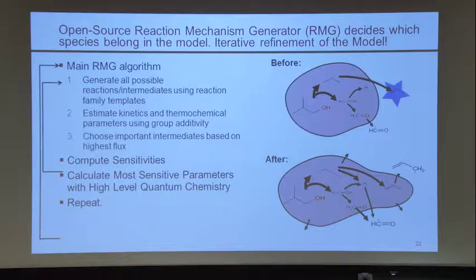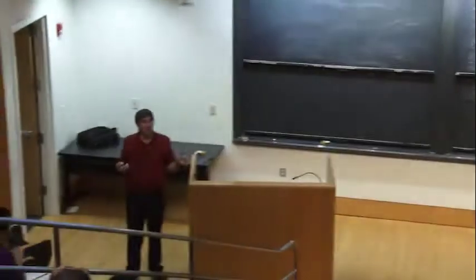Then it chooses the important intermediates, generally the important additional species, based on which ones have the highest flux. Then, after you've done this and you have a model you think is okay, you say, I think my model structure is okay, let's stop for a minute, and now let's do sensitivity analysis on this model. And I know that a lot of my parameters are not good because I used group additivity to estimate the numbers. So now I want to figure out which of the numbers I want to refine. So I do sensitivity analysis.